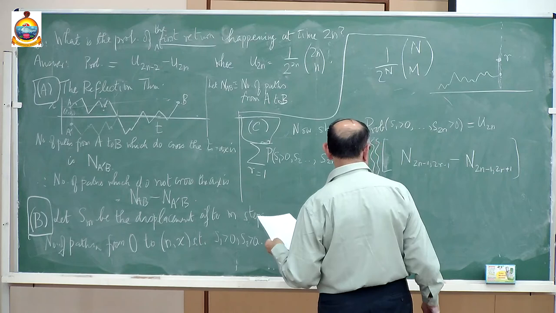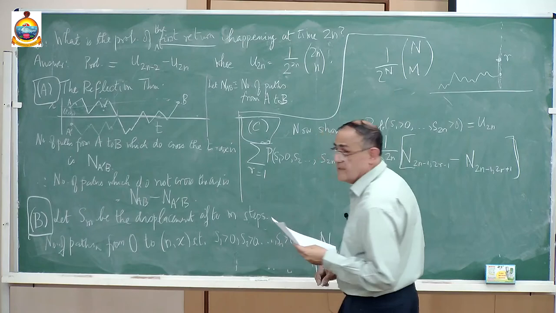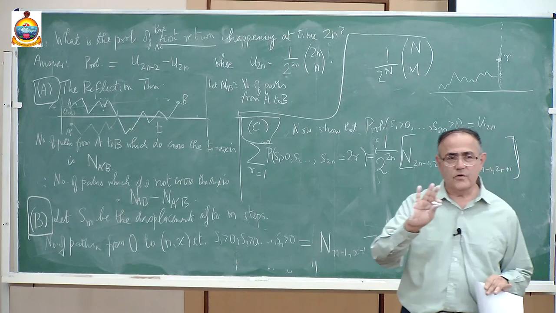But I can change these into probabilities by dividing by the total number of options, which is 1 over 2 to the 2n. So this is now equal. Okay. So just try to follow the gist of the proof. Don't follow every step necessarily. Okay.